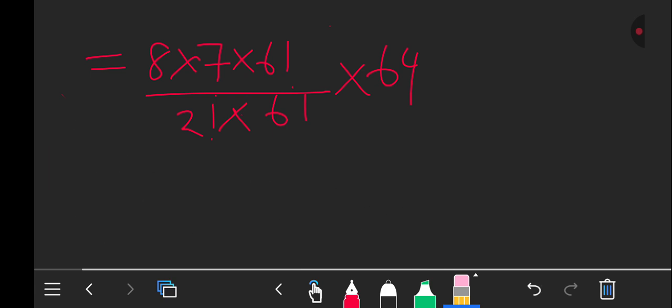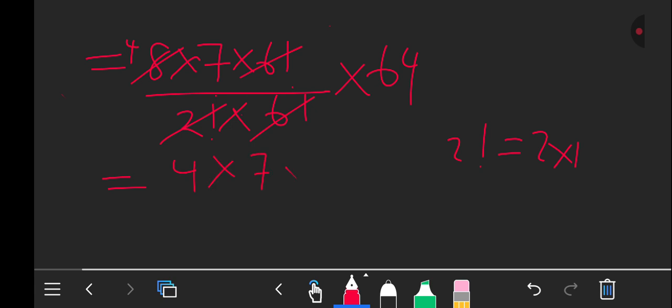So this is what I have. At this point, I can cancel 6 factorial and 6 factorial. 2 factorial is just saying 2 times 1. So 2 factorial can go into 8 to give 4. So what I have is 4 multiplied by 7. I don't have anything on the denominator. Then multiplied by 64. 4 multiplied by 7, that is 28. Then multiplied by 64. What is the answer?